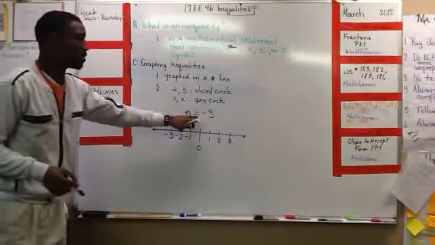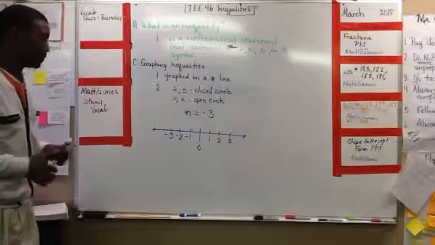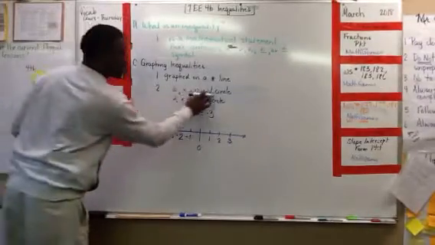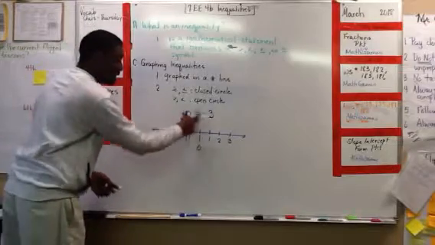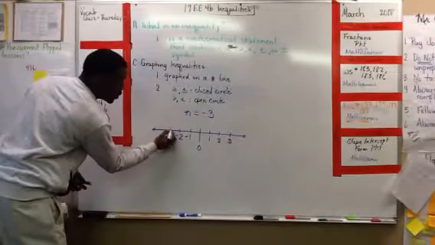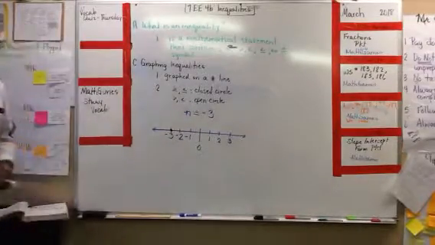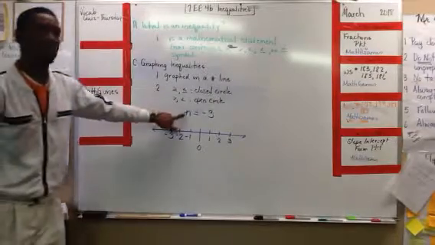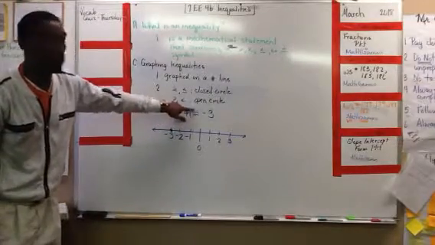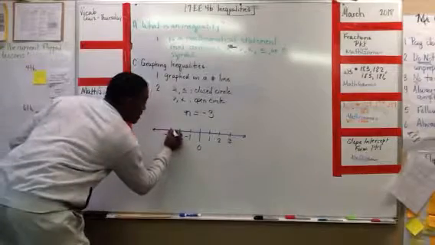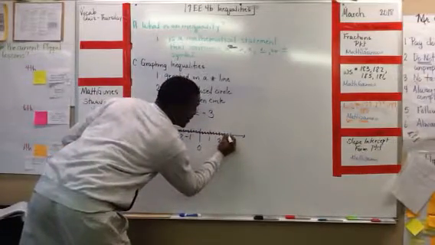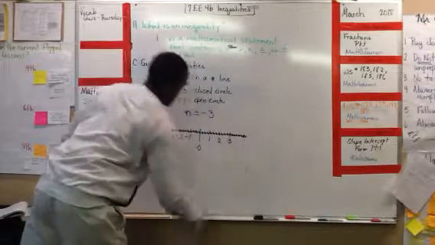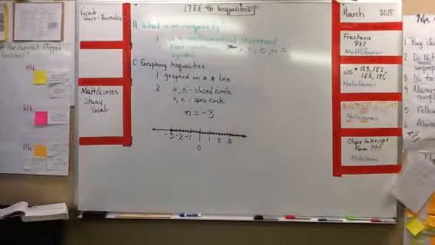Since there's a greater than or equal to symbol, I need a closed circle. Well, where do I put the closed circle? Since my constant is -3, the closed circle goes on -3. I need my solutions to be greater than, so I need to send my line to the right. Okay? Let's do another one.